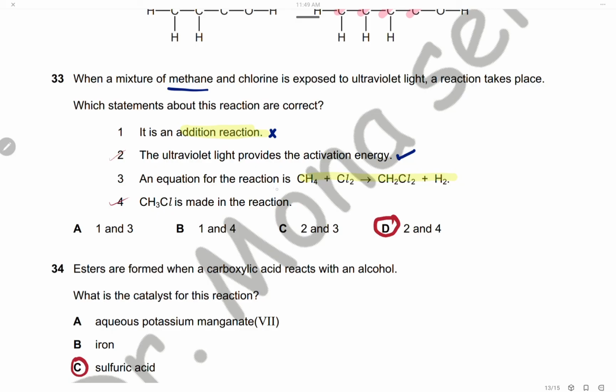An equation for the reaction is methane plus chlorine produces CH2Cl2 plus hydrogen gas. This is wrong because it will produce CH3Cl plus hydrogen chloride gas. So statement 3 is wrong. Statement 4: chloromethane is made in this reaction. As we said here, this is the product of the reaction. So statements 2 and 4 are correct and the answer is D.